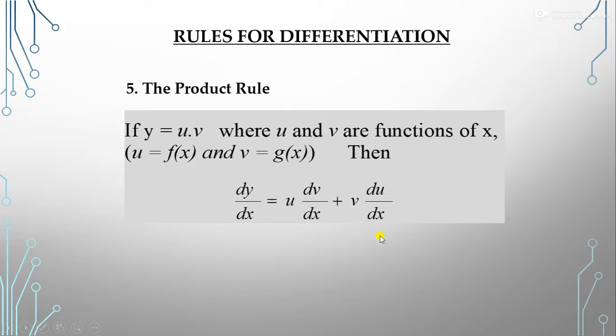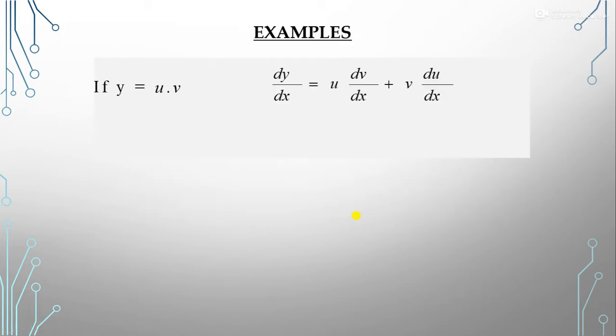du by dx. Here you have two functions of x, so in the product rule you take the first function as it is and the derivative of the second function, plus the second function as it is and the derivative of the first function. So this is our product rule. If we have a question where we have two functions of x in a product, we use the product rule for differentiation. So let's see some examples for this product rule.